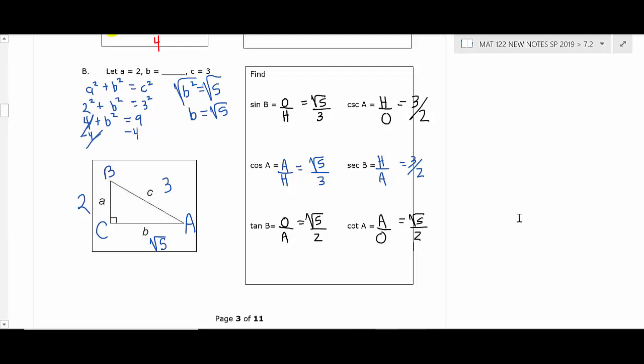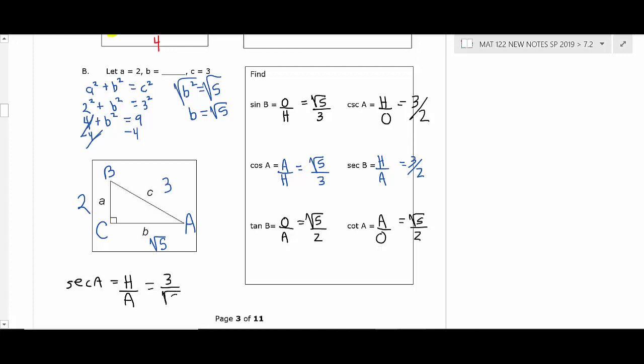On this particular problem, I'm going to go through and just do a couple other ones. Let me give you what I'm wanting to show you here. Let's say that we're doing the secant of A. The secant of A would be hypotenuse over adjacent. So what would that be? 3 is the hypotenuse, adjacent is 5.